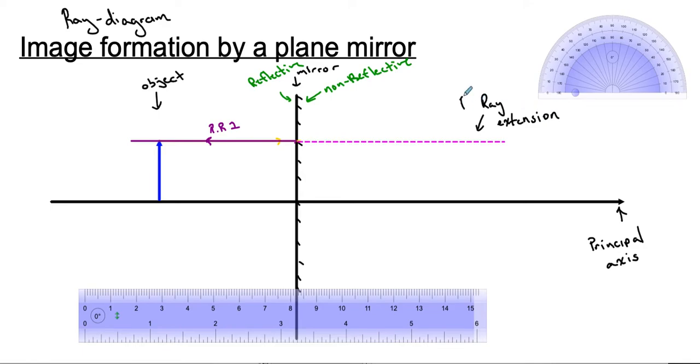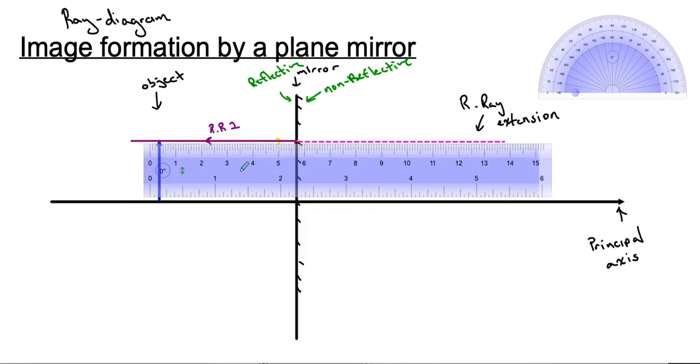Okay, really the reflected ray extension. What that does is it shows us what we perceive the light to be coming from. So the light looks like it's coming from back here, right? The top of this arrow could be anywhere along this line, which means if we want to know where this image is actually formed and what it looks like, we need to draw a second ray.